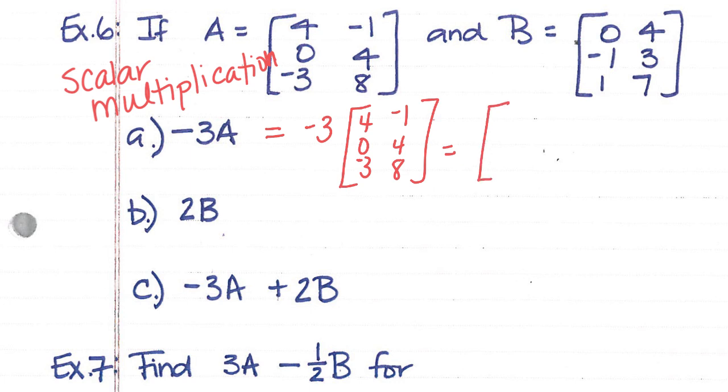Negative 3 times 4 is negative 12. Negative 3 times negative 1 is 3. Negative 3 times 0 is 0. Negative 3 times 4 is negative 12. Negative 3 times negative 3 is 9. And negative 3 times 8 is negative 24. So our answer is right there.